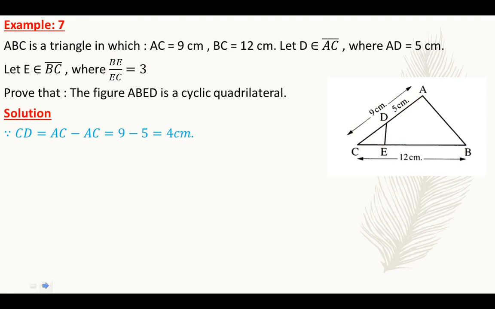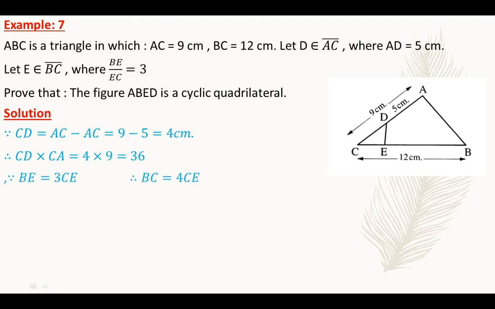First, CD. Here we have AC equals 9 centimeter, so CD will be 9 minus 5, so it will be equal to 4 centimeter. Here CD times CA equals 4 times 9 equals 36.